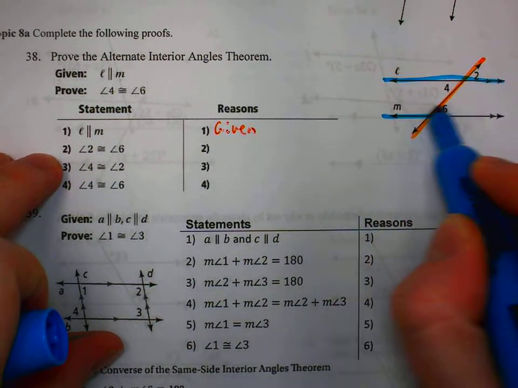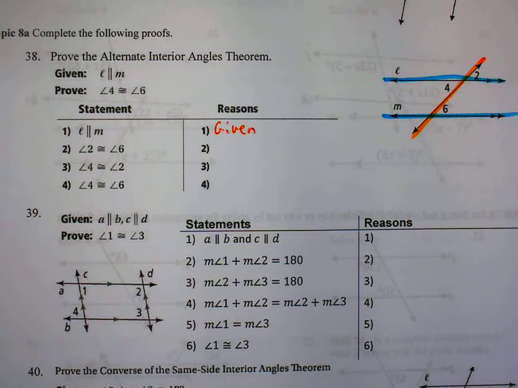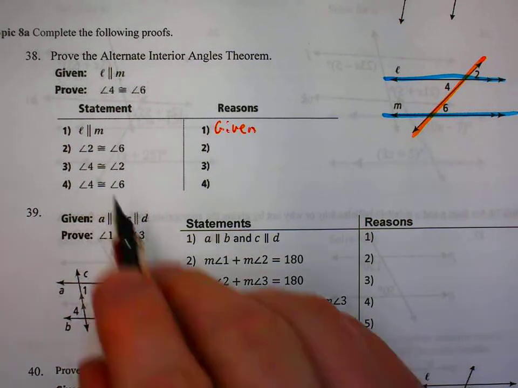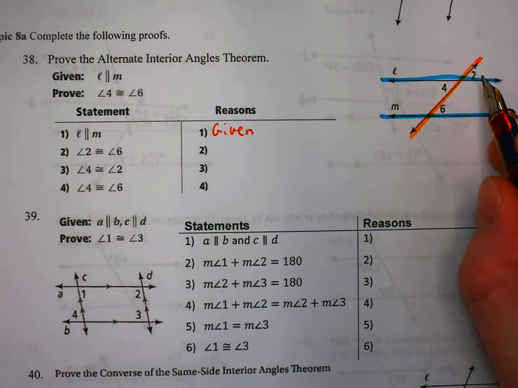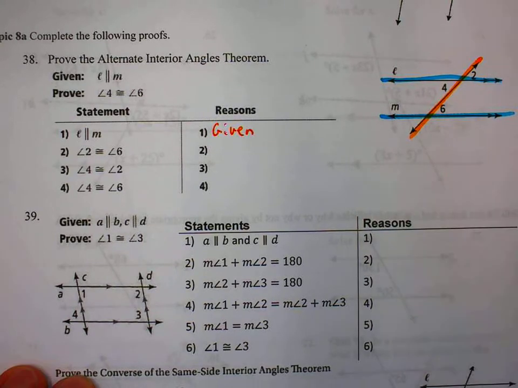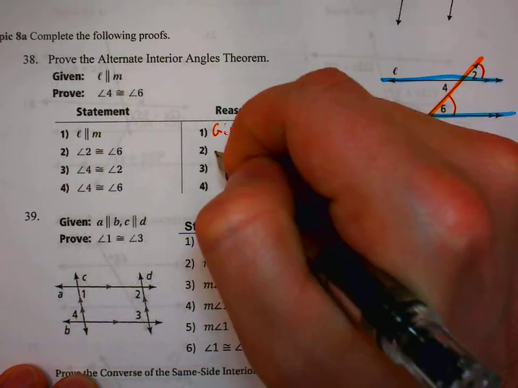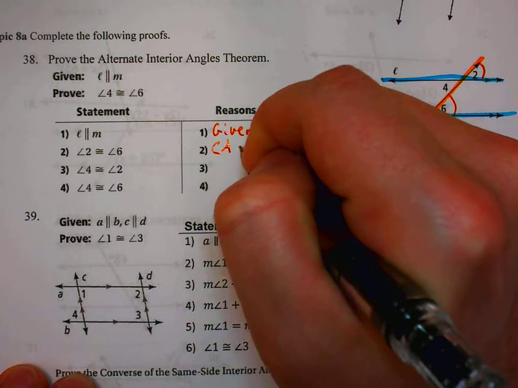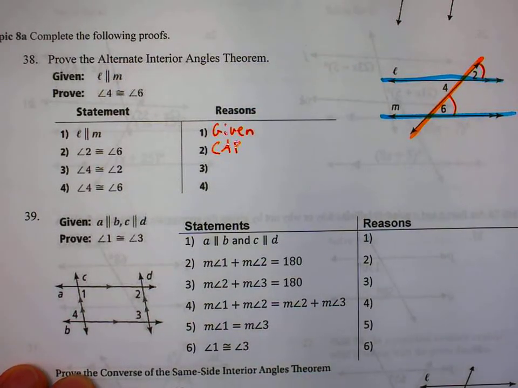I know that these two lines are parallel, so I'll just highlight my parallels and transversal. 2 is congruent to 6 because if you look at 2 and 6, they are corresponding. I'm going to mark these congruent. So my reason would be corresponding angles, and that is a postulate, CAP.